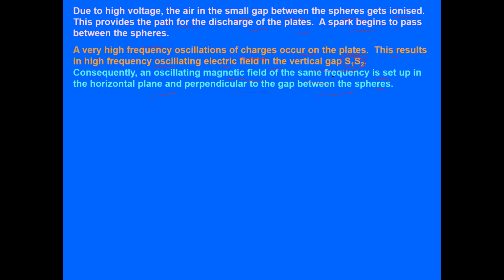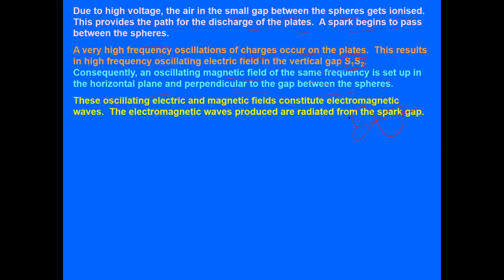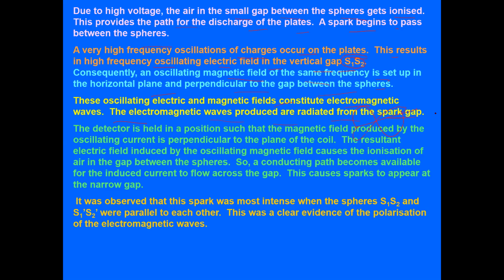Because we know that we need a varying electric field, and the magnetic field must be perpendicular, otherwise no electromagnetic wave will be produced. In the Hertz setup, we have used the electric and magnetic fields in such a way that they are perpendicular to each other. So these oscillating electric and magnetic fields constitute the electromagnetic waves. These waves are radiated from the spark gap.